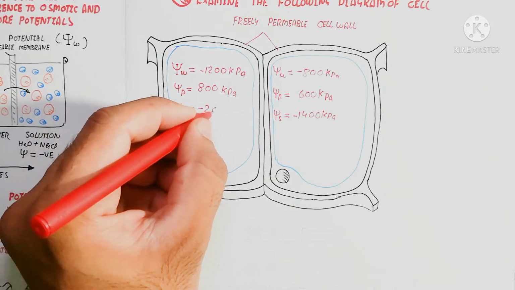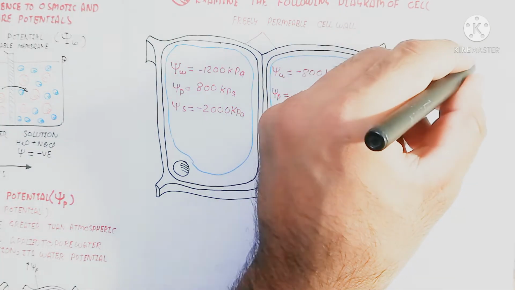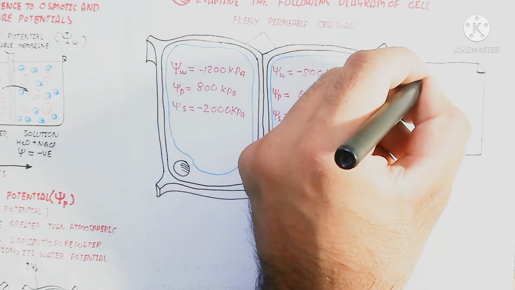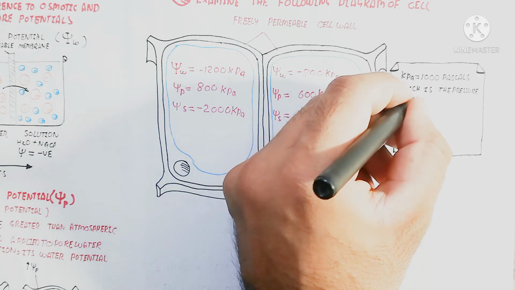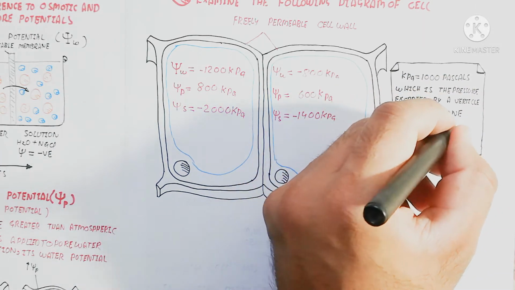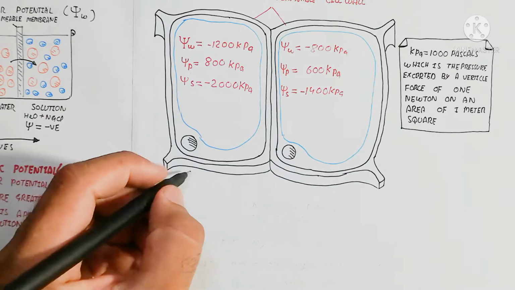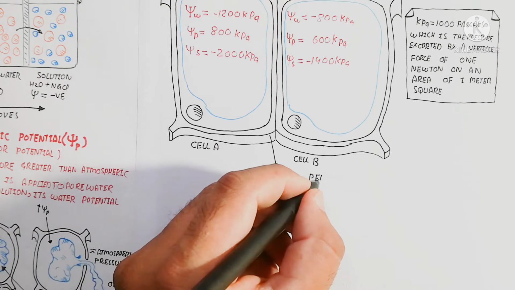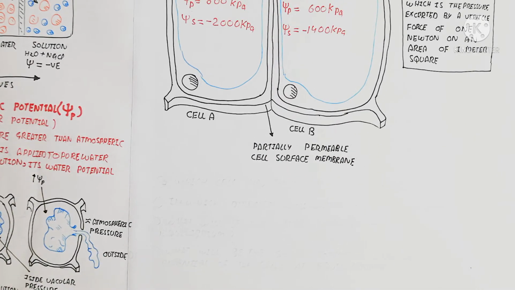Here the water potential of cell A is negative 1200 kilopascal, while the second cell contains negative 800 kilopascal. The pressure potential of cell A is equal to 800 kilopascal, while the pressure potential of the other is 600. A kilopascal means 1000 pascals, and a pascal is the pressure exerted by a vertical force of 1 Newton on an area of 1 square meter. So a kilopascal is made up of 1000 pascals. The solute potential in cell A is negative 2000, and the solute potential in cell B is negative 1400 kilopascal. So what does that mean? The partially permeable membrane is the cell surface.